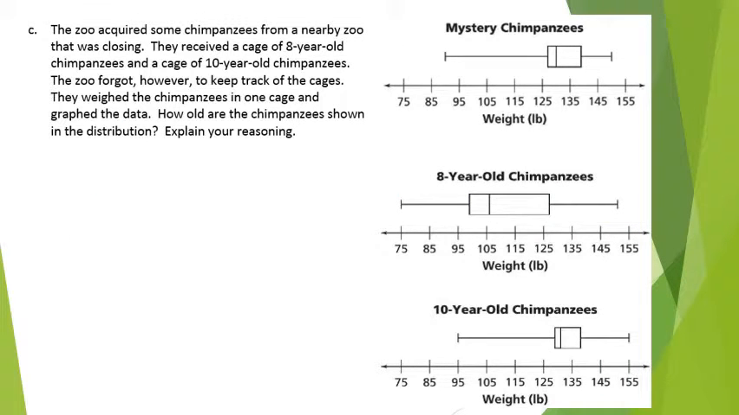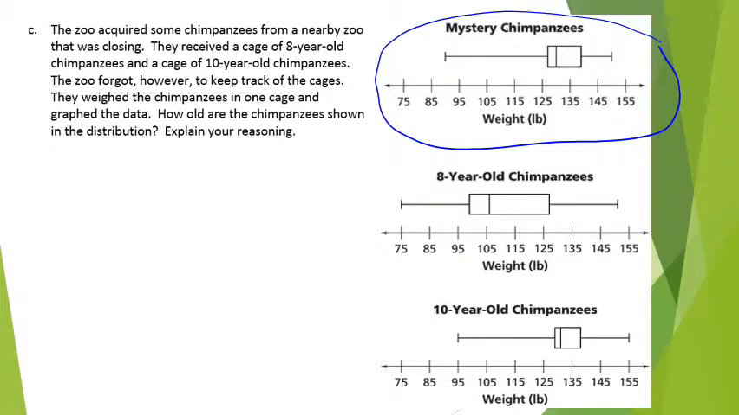Now let's think about the mystery chimpanzees. So we have a data distribution here, and we are wondering if it is likely to be talking about 8-year-old chimpanzees or 10-year-old chimpanzees. So what we like to do is kind of compare them. Notice that they have the same scale here. Each one is going from 75 to 155. So I can see pretty closely what lines up with what.